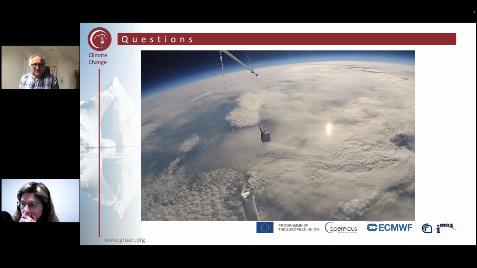Time for questions, and this is just a note, a dual flight of two radiosondes as part of comparison for GRUAN to understand the RS-92, RS-41 transition that was forced upon us by the manufacturers.